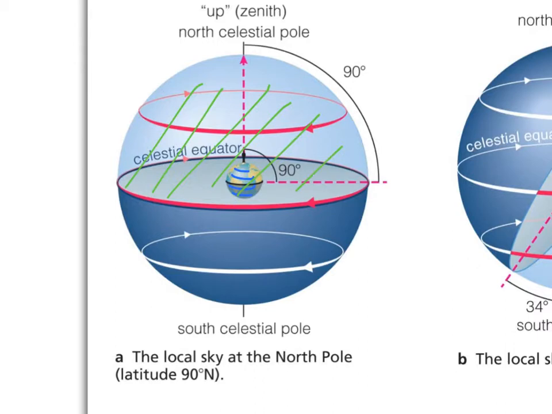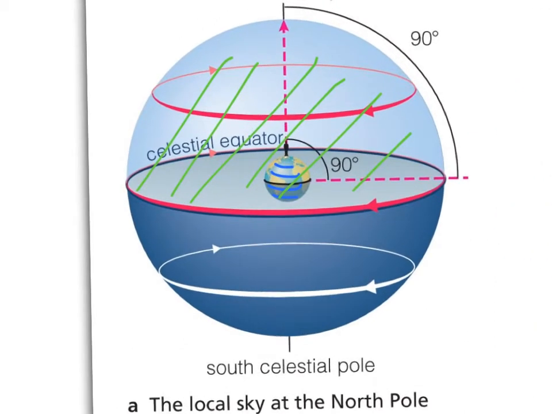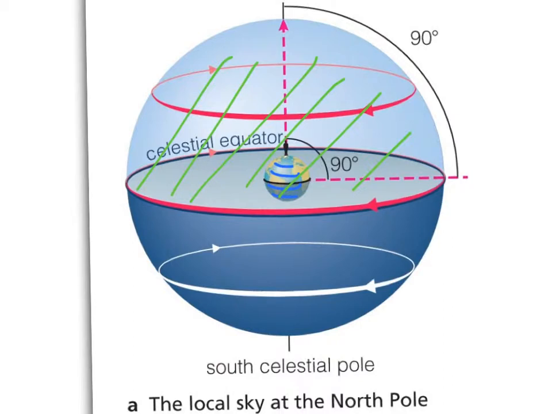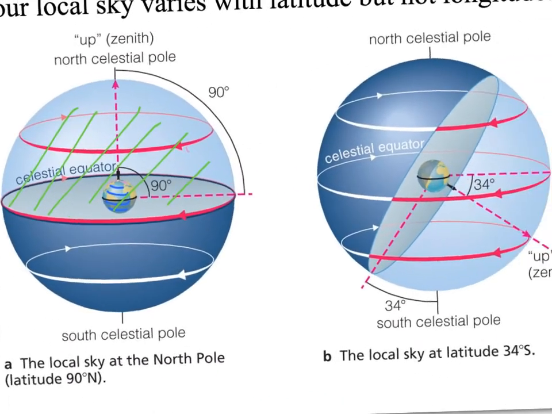So this is to say that if you were, let's zoom in a little bit more, let's pick on this person, you will see the same local sky if you are at different lines of longitude. So if you are here, or here, or here, at different lines of longitude but the same latitude, you'll see the same sky. So local skies vary with latitude, but not with longitude.